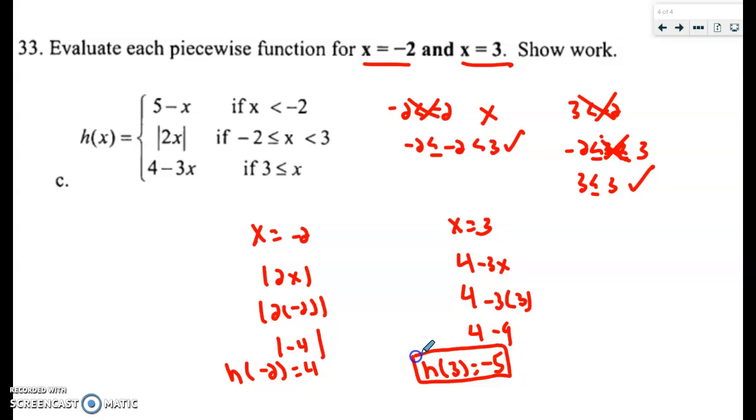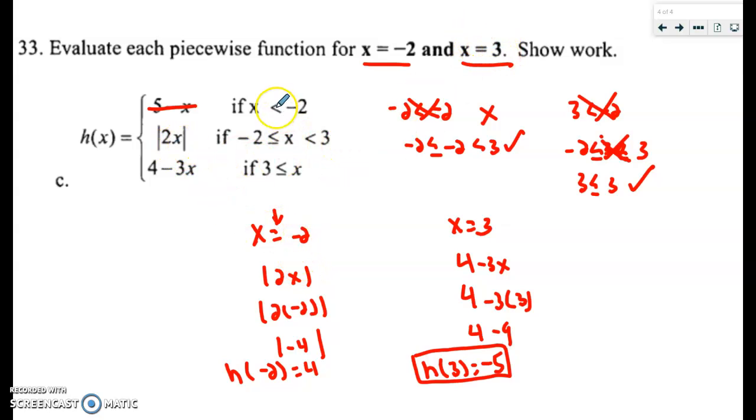So I'm looking at each of these two inputs, and I'm putting each into the one that it works for. I will not be putting it into all 3 of them. In this case, I'm only plugging it into 2 of them. There could be a scenario in which I'm only placing it into 1 of them. But in this case, I'm not putting anything in 5 minus x because -2 and 3 do not make that inequality true. -2 made this inequality true. That's why I plugged -2 into this equation.